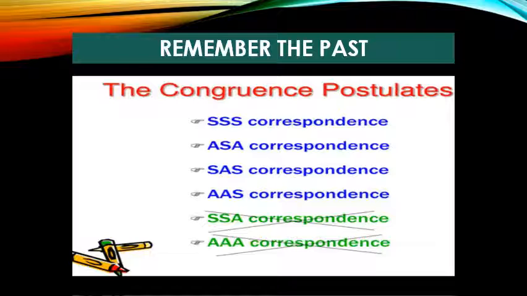Before, we discussed the SSS correspondence or the SSS postulate, the angle-side-angle (ASA) postulate, and side-angle-side (SAS). And the new one is angle-angle-side. Okay, remember there's no side-side-angle or AAA, angle-angle-angle. So that's why it says cross. It's not included in the postulates.